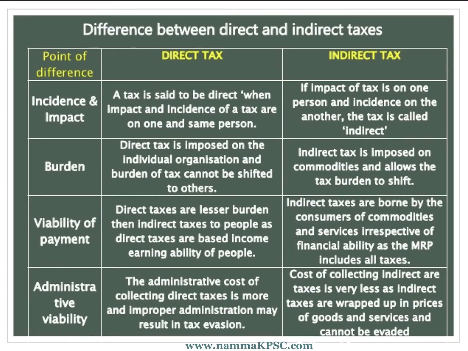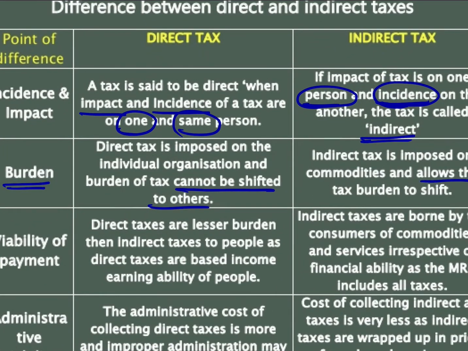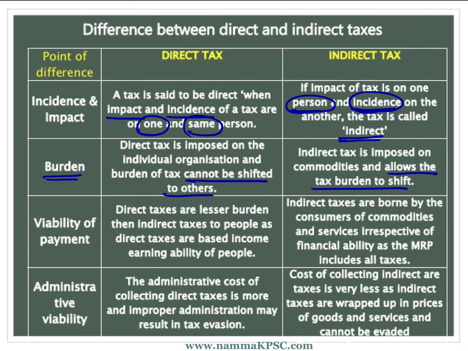Okay. So direct tax, as I already discussed, a tax is said to be direct when the impact and the incidence of the tax is on the same person. Whereas indirect tax is when the tax is levied on one person, but the incidence of it is on another person. Here, the burden is on the same individual. It cannot be shifted. Whereas indirect taxes allow the tax burden to be shifted.